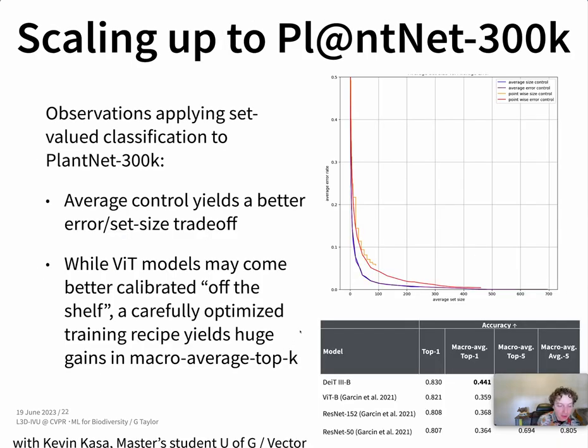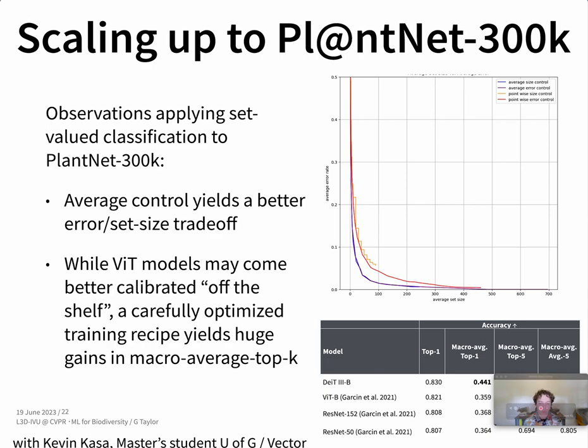So with one of my students, Kevin Casa, we looked at scaling up some of these set value classification methods to the PlantNet data set. And in our observations, we had a similar one to the survey paper in that average control, allowing for this flexibility in set size across the data set, generally allows for improved performance.